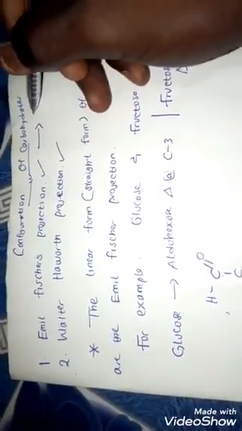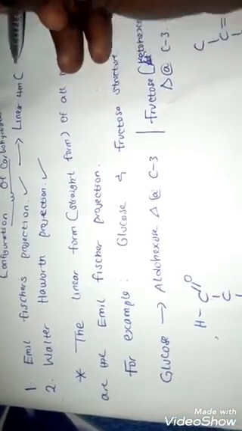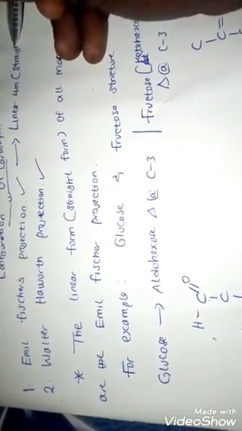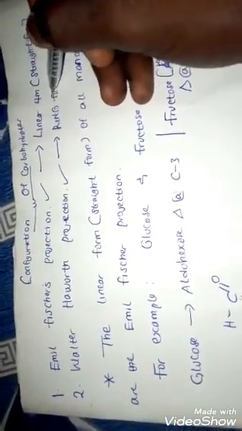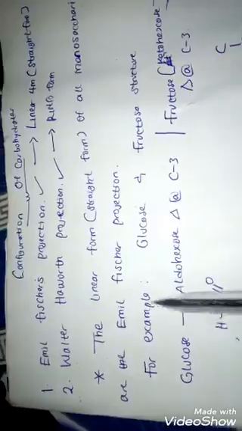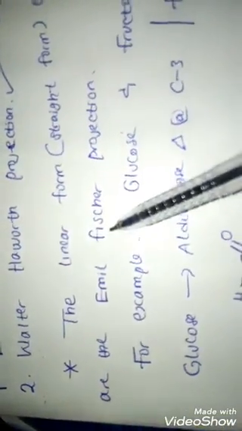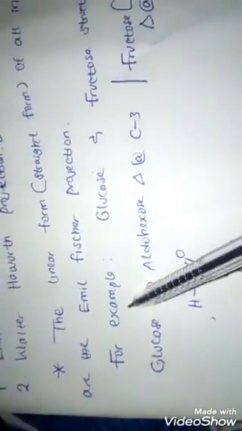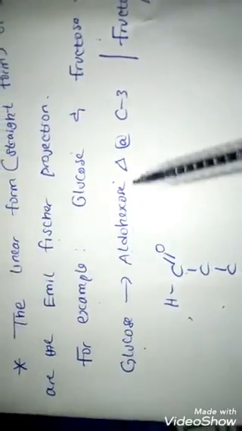The Emil Fischer's is the linear form. Either you call it the linear form or you say the straight form. And the Haworth is the ring form. I said the linear form, in brackets straight form, of all monosaccharides is the Emil Fischer's projection. For example, your glucose and fructose structures. We all know that glucose is an example of an aldohexose.